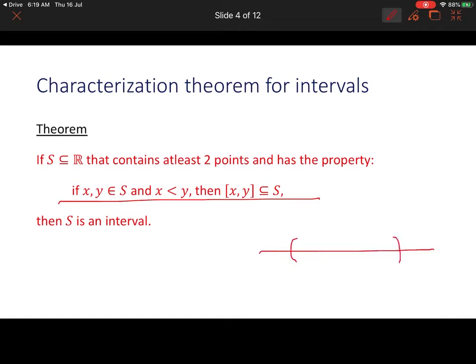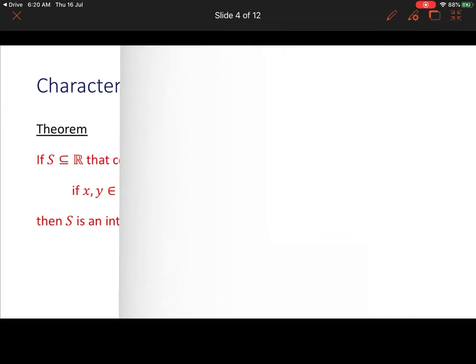If we have an interval here, suppose this is an interval, you take an x and y from this interval, then the closed interval [x, y] will be contained in that interval itself. Now we have to prove that if S has the underlined property, then S is an interval. So we are saying that if x and y are in S and x less than y, then the closed interval [x, y] is contained in S. If S has this property, then S is an interval.